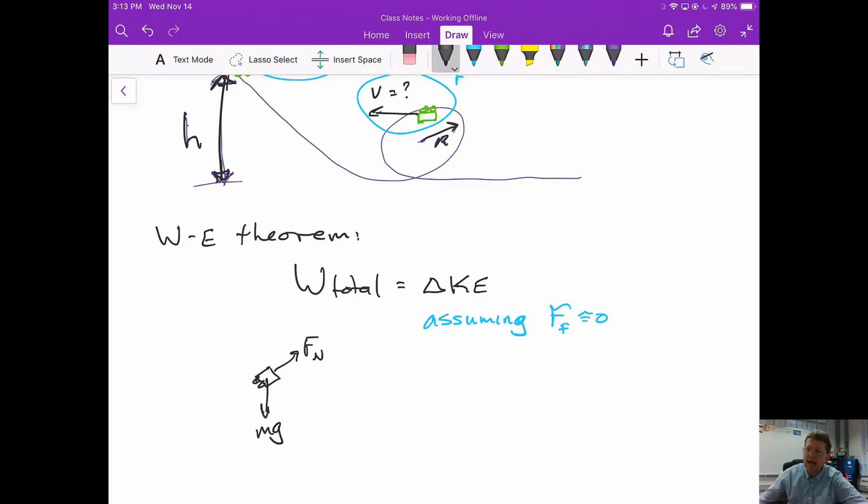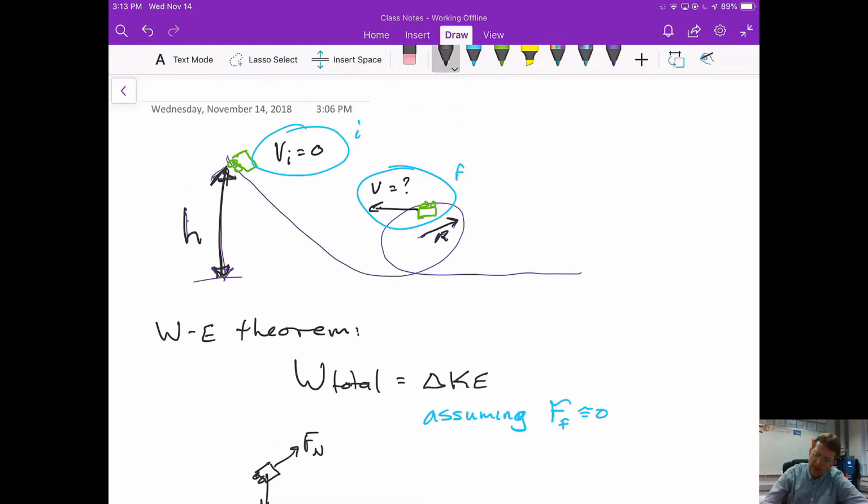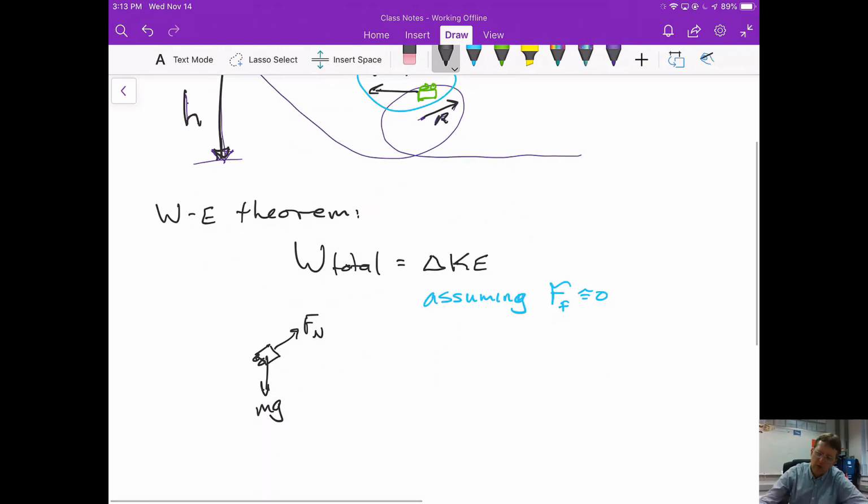As we discussed in class, it doesn't matter what the shape of the roller coaster is, whether it is flat or curved, and the fact that we're going in a circle doesn't matter. The work energy theorem still works. It doesn't require constant acceleration. So if we take this free body diagram and say work total equals change in kinetic energy, we can break that down to the work done by the normal force plus the work done by the gravitational force equals the change in kinetic energy.